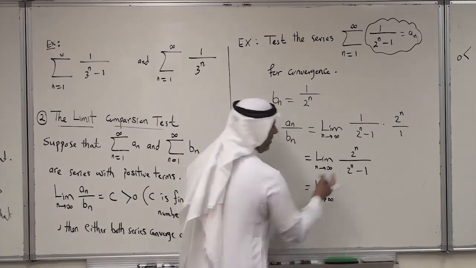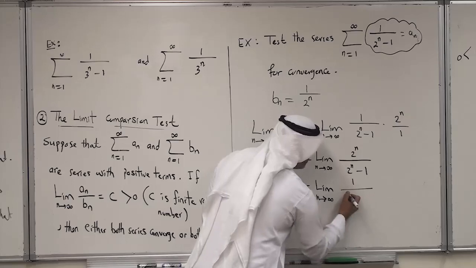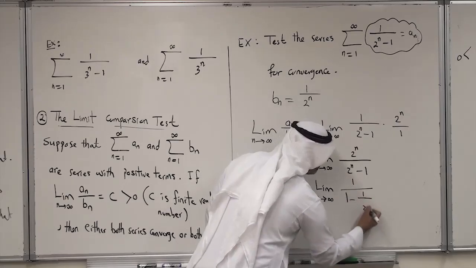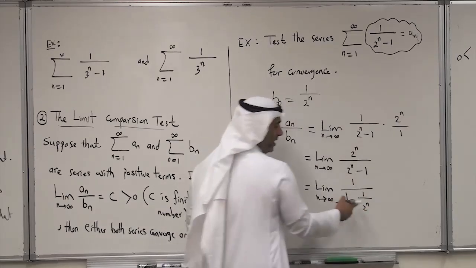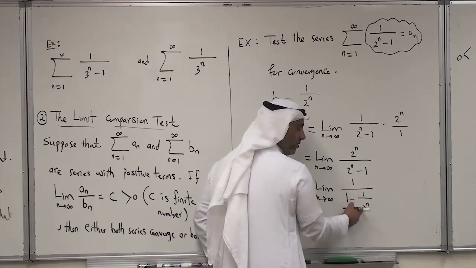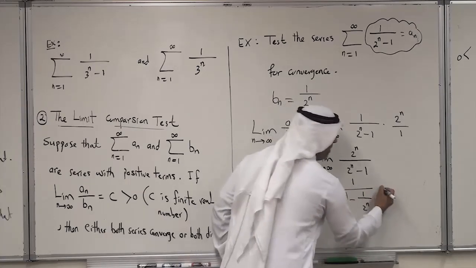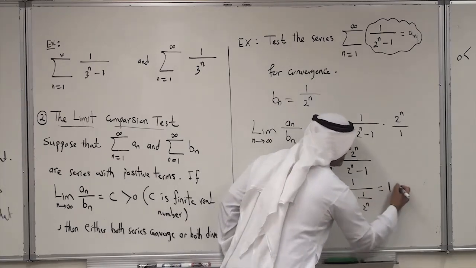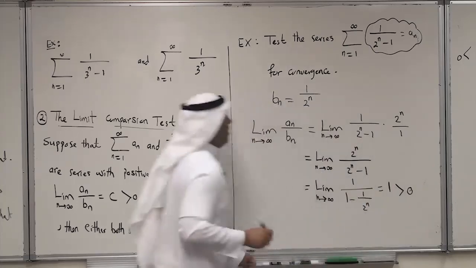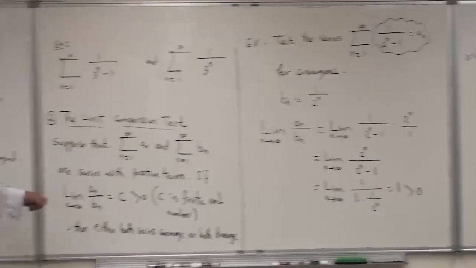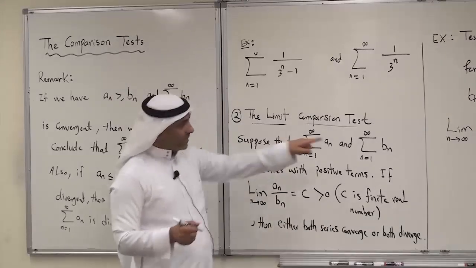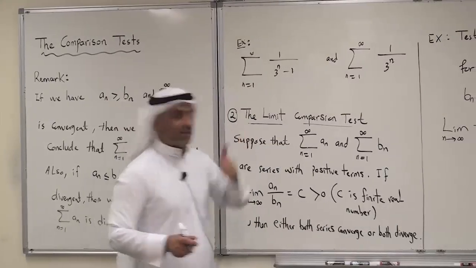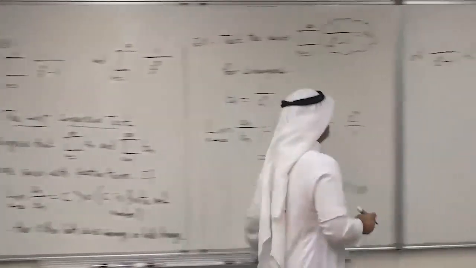As n goes to infinity, if you divide by 2 to the n, the denominator will be 1 minus 1 over 2 to the n. Now, as n goes to infinity, 2 to the n goes to infinity, so 1 over this will go to 0. We have 1 over 1. This is equal to 1. And 1 is greater than 0. The criterion is very important. We need c to be greater than 0. That's 1 greater than 0. It is a finite, positive real number.